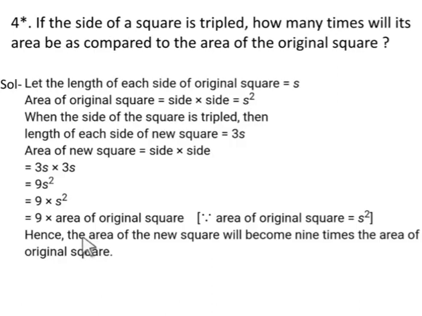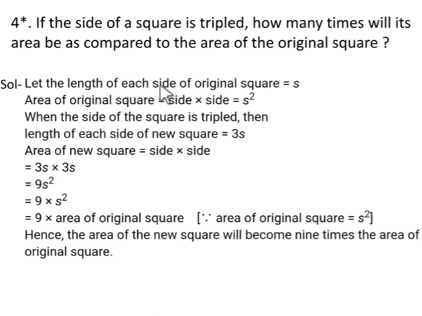Now, fourth example. If the side of a square is tripled, how many times will its area be as compared to the area of the original square? Now, in this example, children, it is given that if the side of square is tripled, that is, if the side of square is taken 3 times, then how many times the area will be that of the original square. So, for that, first we will find the area of original or old square, then we will find the area of new square.